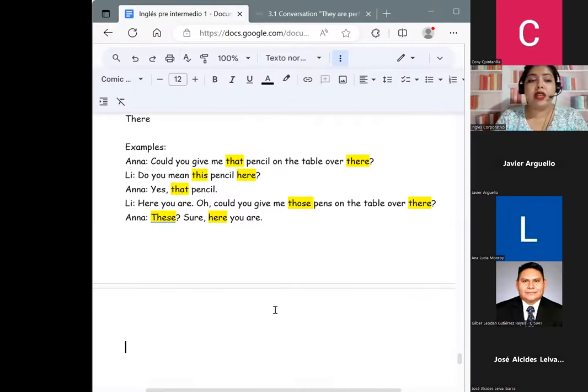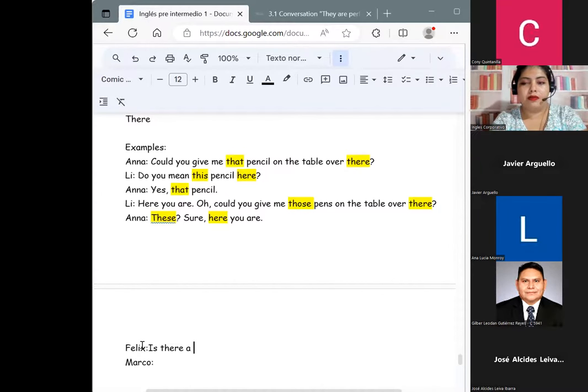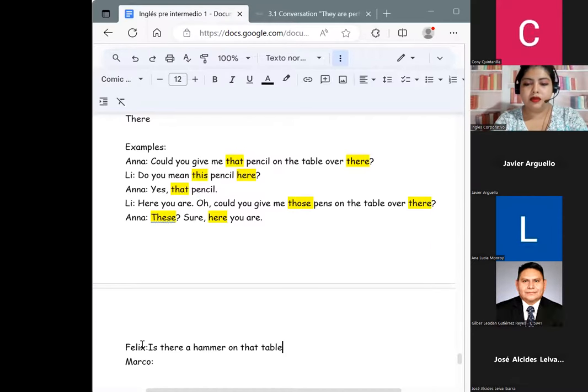And here we have Felix and Marco. And in the first one, we have Felix. Is there a hammer on that table? And Marco said, yes, there is. Here it is.